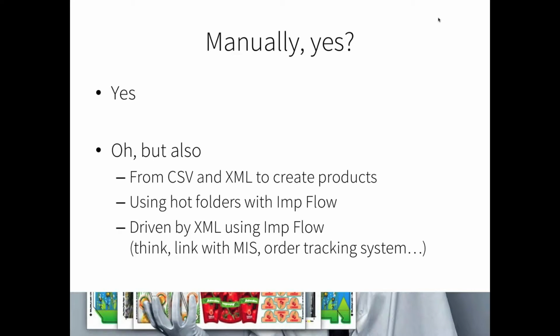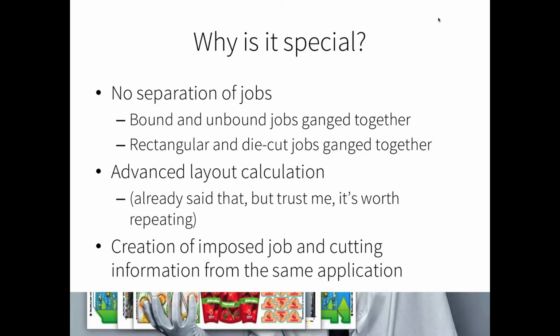And so we're talking about a manual imposition tool. Well, yes, but we're also talking about much more than that. There is the ability to use CSV and XML to create products. There is the ability to use hot folders with IMP. There is the ability to drive IMP completely from XML. And we'll go in much more detail on all of those steps. We'll start with the walking bit, and that is then, of course, the manual bit, but we'll cover the CSV and XML example. We'll cover IMP flow and looking at hot folders and XML-driven workflows. So we'll go over all of that.